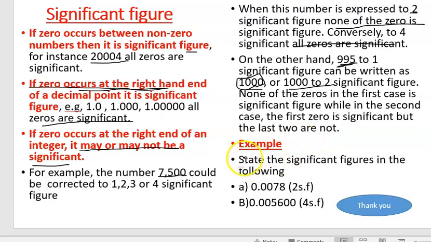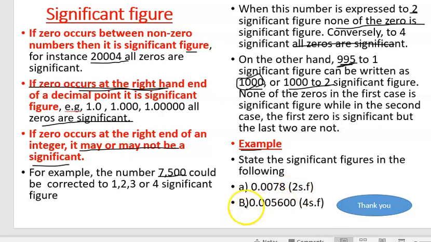There's this example I've provided that says: state the significant figures in the following numbers. The first one is 0.0078. Remember, we've said zeros to the left of a number are not significant figures, and therefore the first significant figure here is 7, followed by 8, which is the second. So this number has two significant figures.